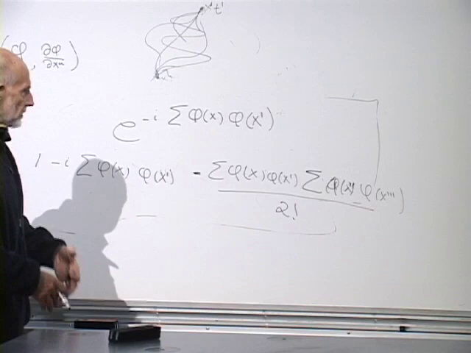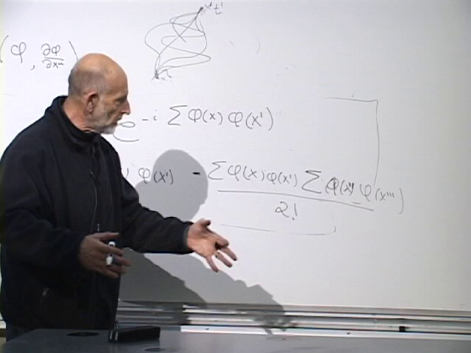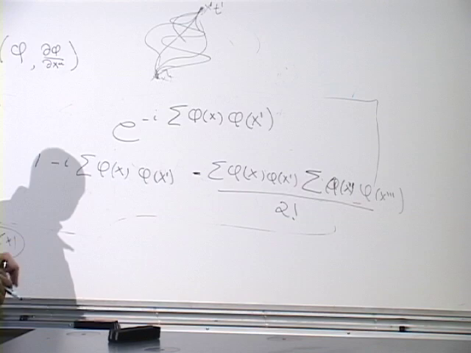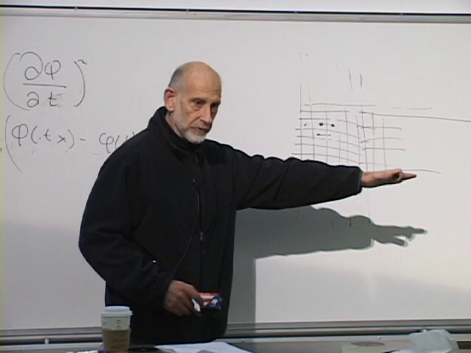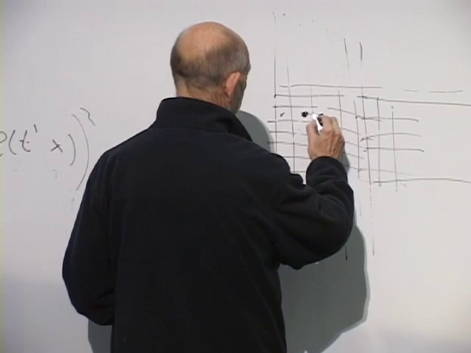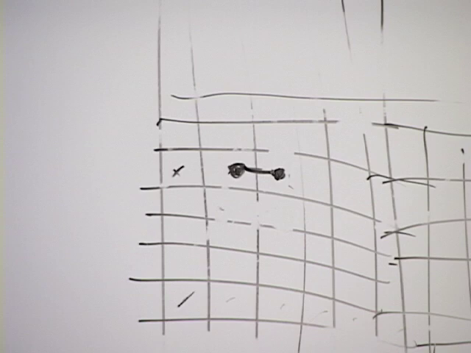And what's the next one? Well, it has 3 powers of the sum, 4 powers of the sum, and so forth. Let's look at each term here. The first term has something which involves a sum over the lattice of an annihilation of a particle at one point and a creation of a particle at another point, at a neighboring point.